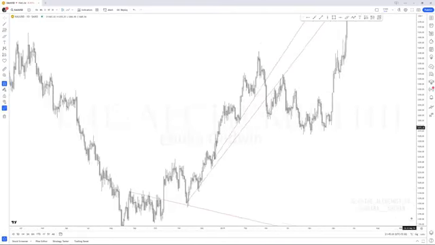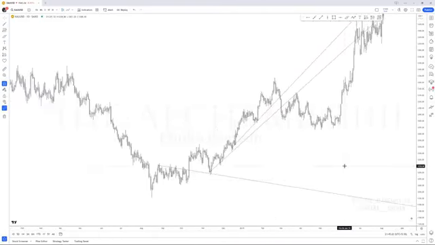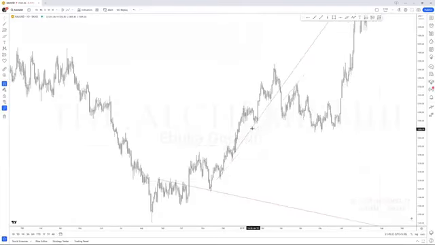I'm not trying to show off or anything. I'm showing you the power of these trend lines. You need to trust them more, especially now.